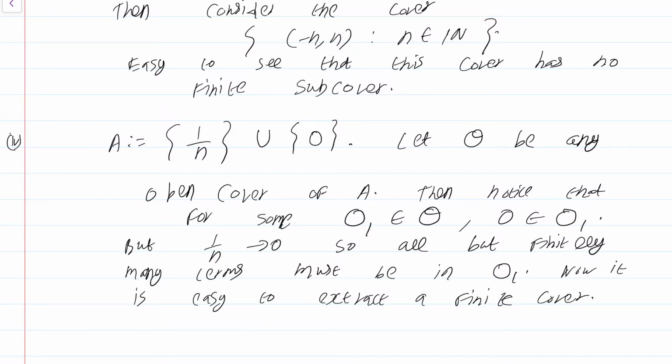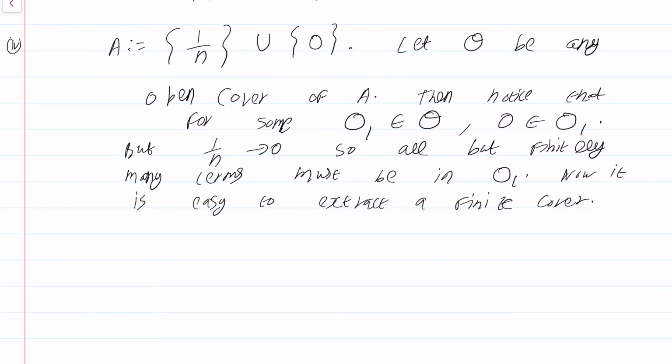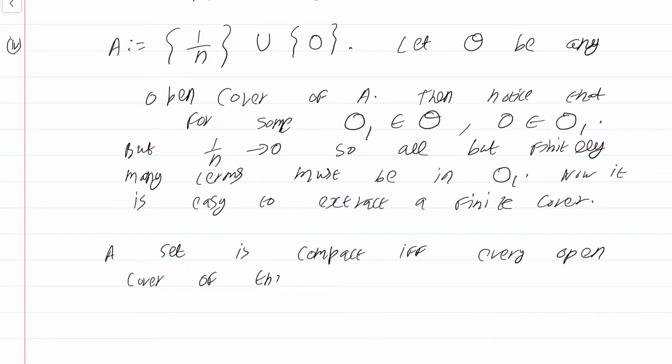Okay, now we have seen several examples. These examples should sort of suggest to you that this is an equivalent characterization of compactness. The characterization is as follows. A set is compact if and only if every open cover of the set has a finite subcover.